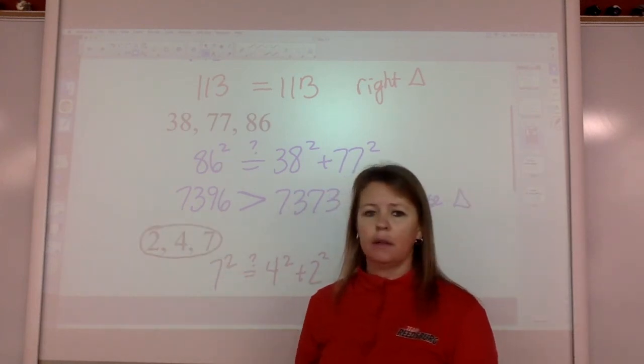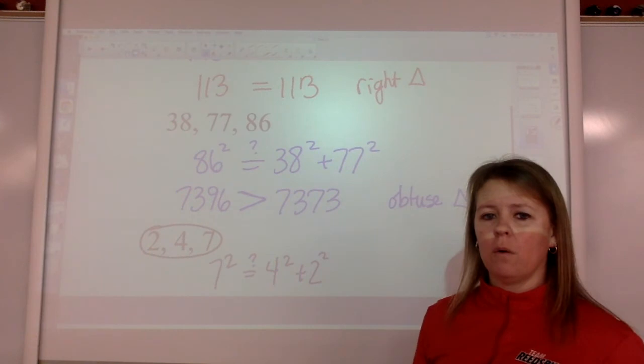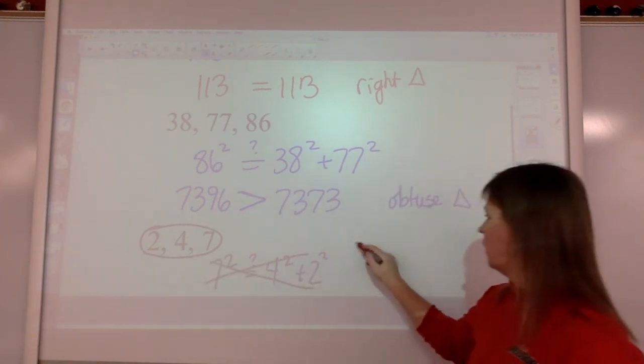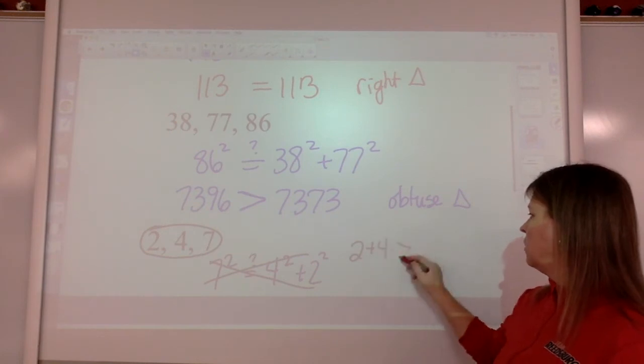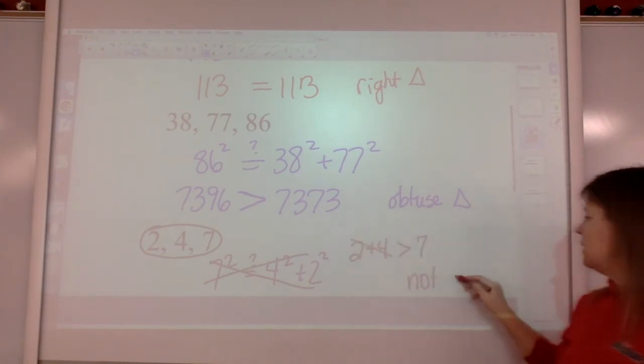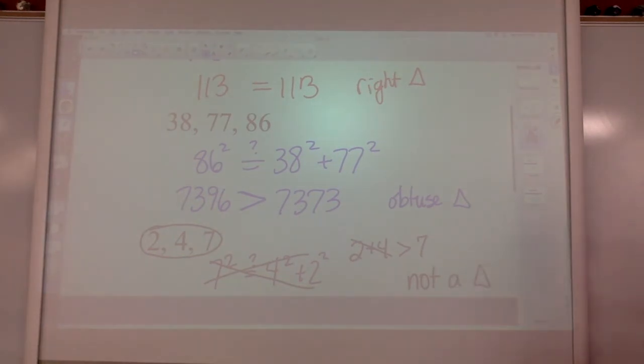Is it even a triangle? We have a 2, a 4, and a 7. 2 plus 4 is supposed to be bigger than 7, so I can make a triangle. So it is not a triangle.